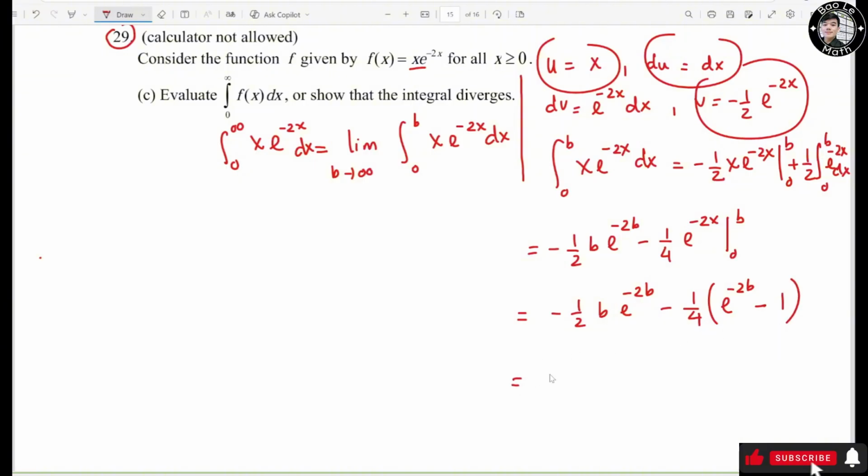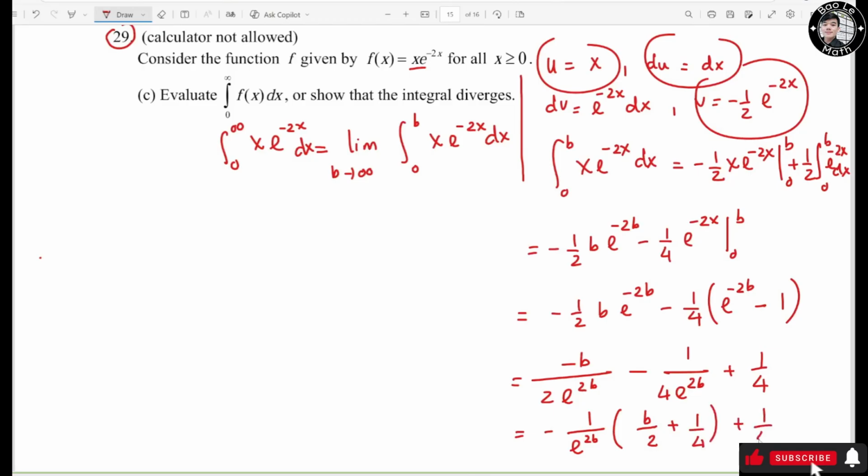Now I'm going to simplify this one. So it's going to be negative b over 2 times e to the 2b, right? Distribute this one, so it's going to be minus 1 over 4 e to the 2b, right? Plus 1 over 4, right? Now I'm going to factor negative 1 over e to the 2b out. So it's going to be b over 2, right? Plus 1 over 4, right? Plus 1 over 4 right here, right? Now I'm going to bring this guy back over here.